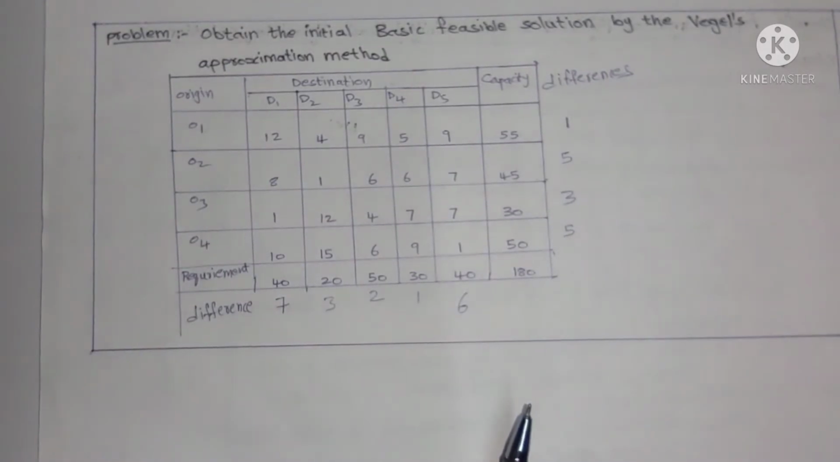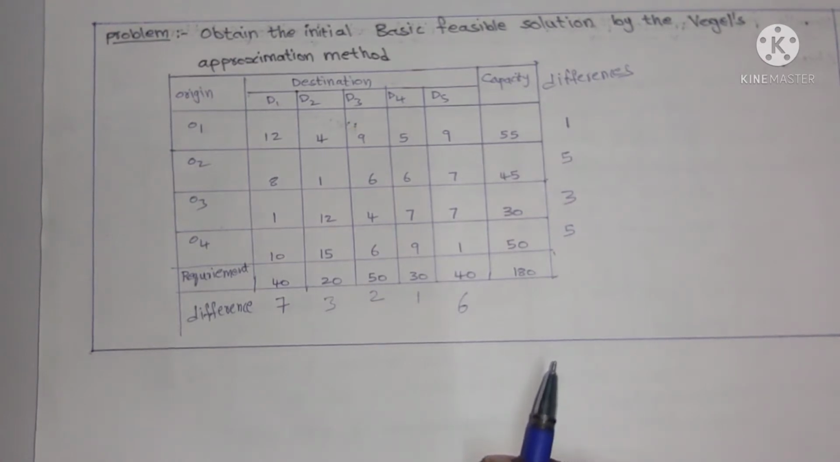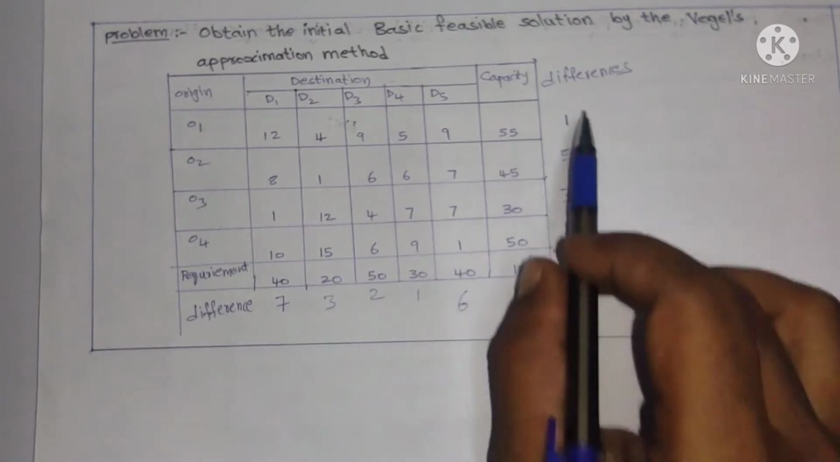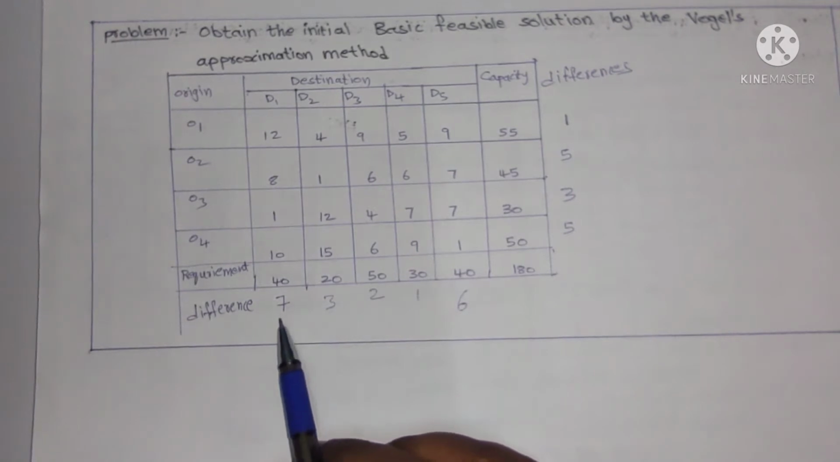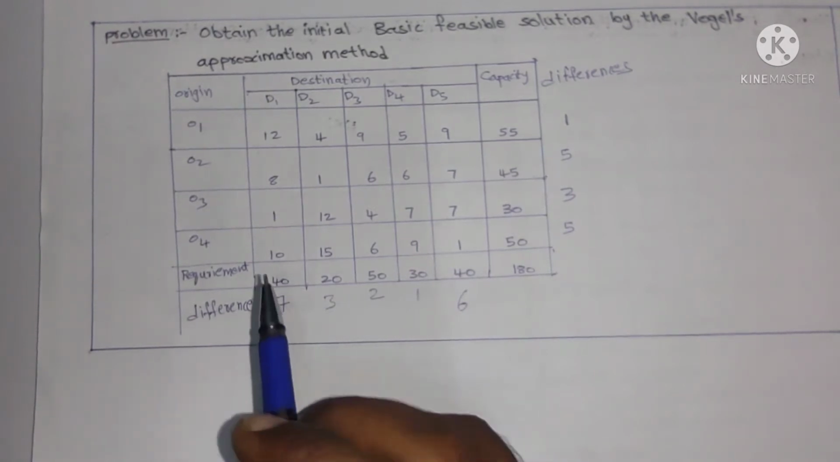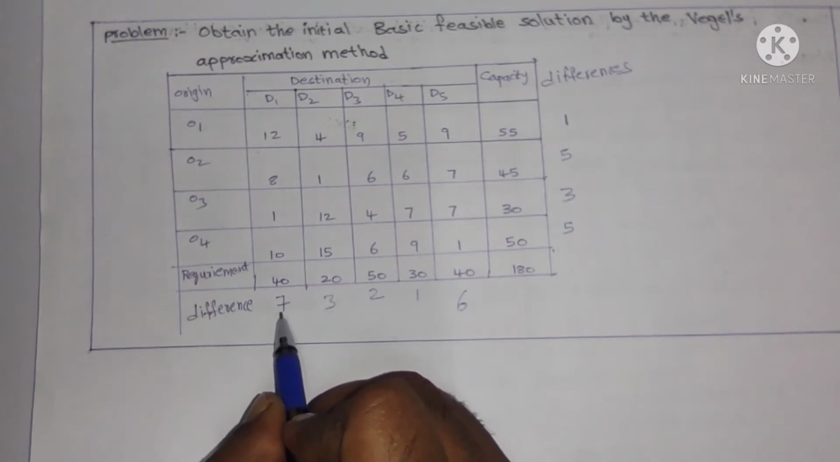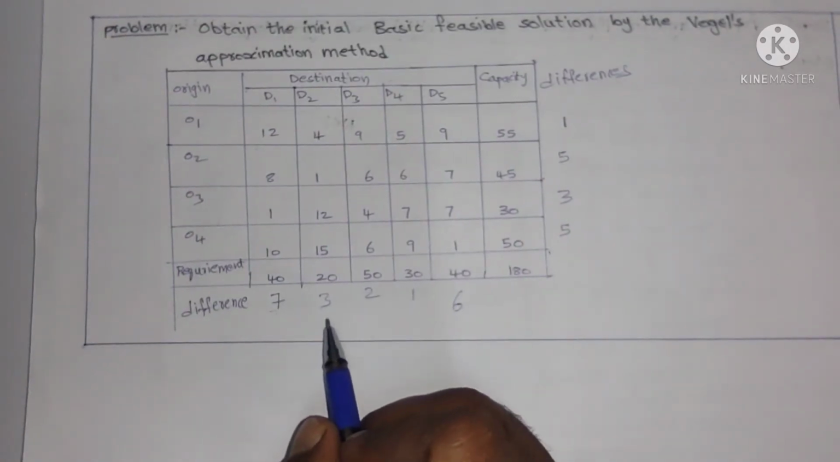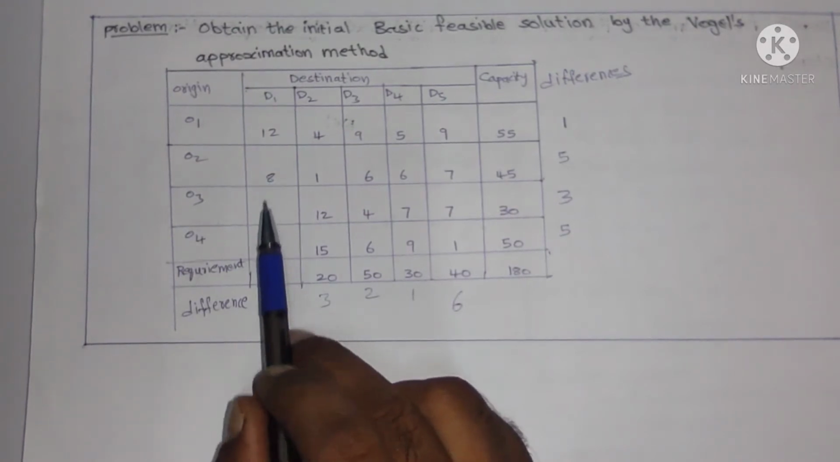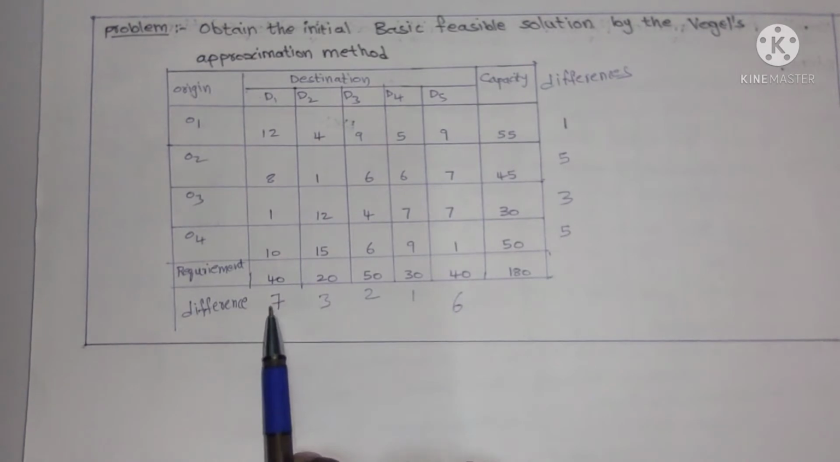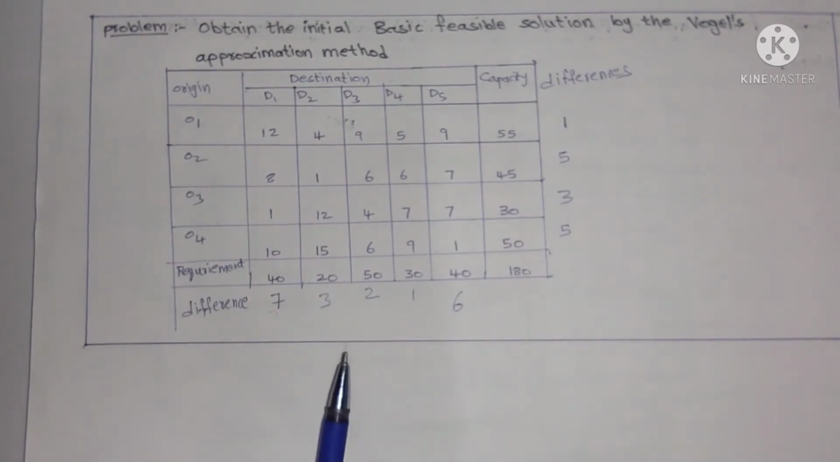This is the first step. We have to find out the difference between rows and columns between the two cheapest cells from origin to destination. That is the first step. What is the second step? Identify the highest difference. Among these difference values, what is the highest value? 7 is the highest difference. That means we have to select this difference now. So now what is the third step? First assignment is made to the cheapest cell in the highest difference row or column. That we have to select.